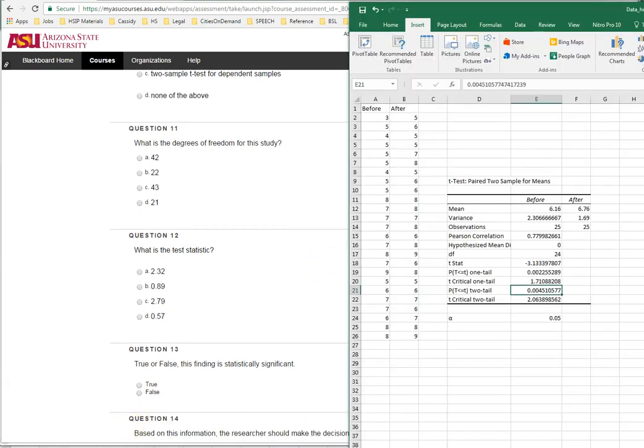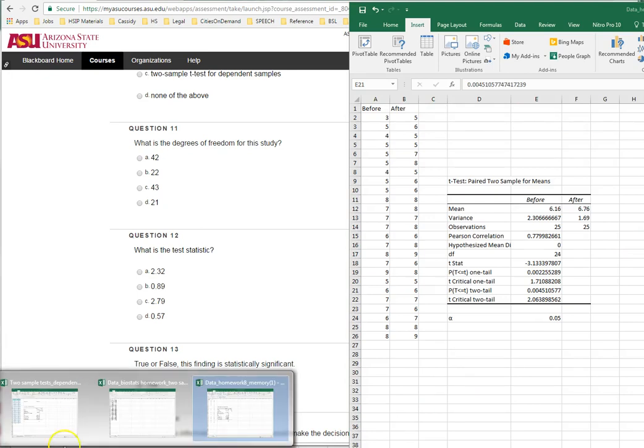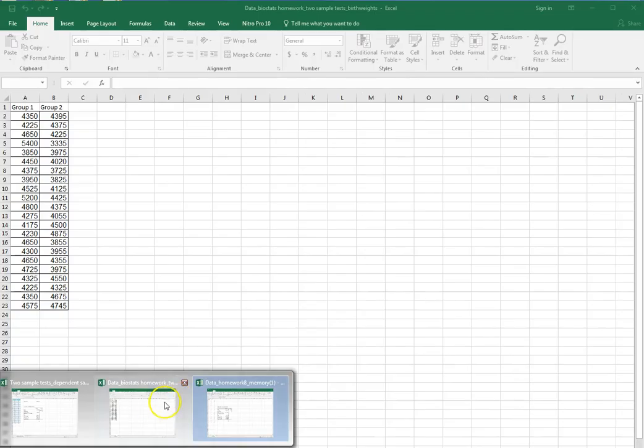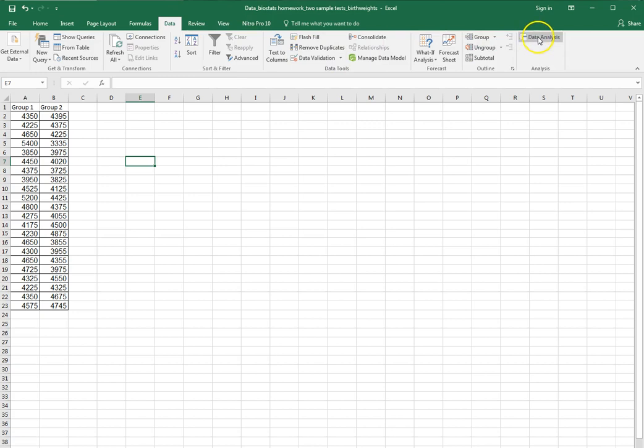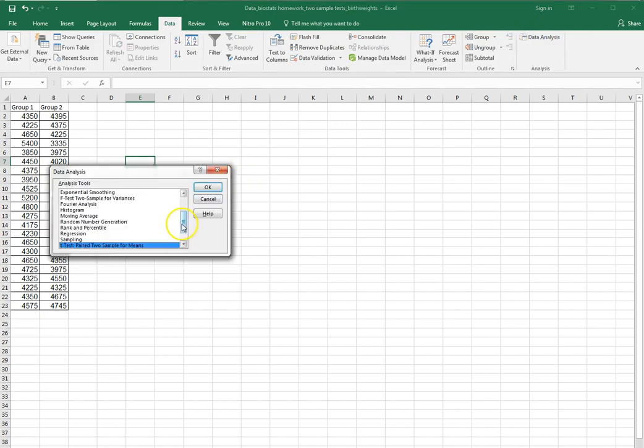So I just need to find that file real quick. Okay, so here's my birth weight data. So I'm going to run this using the ToolPak. Let me go to the Data Analysis ToolPak. And this is not going to be a paired sample. That's what I just did last time, so it's already highlighted for me. But in this case, I have two samples. And what I need to know is, do I do equal variance or unequal variance?